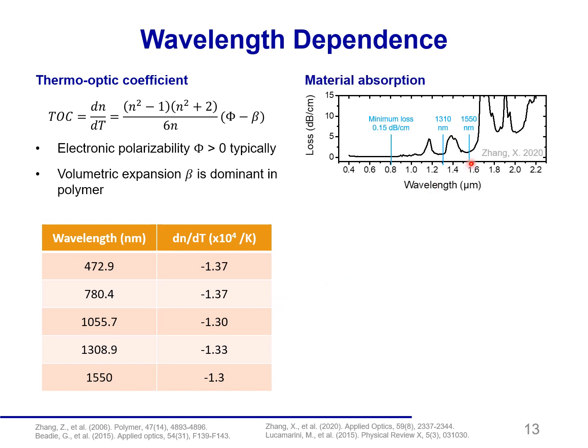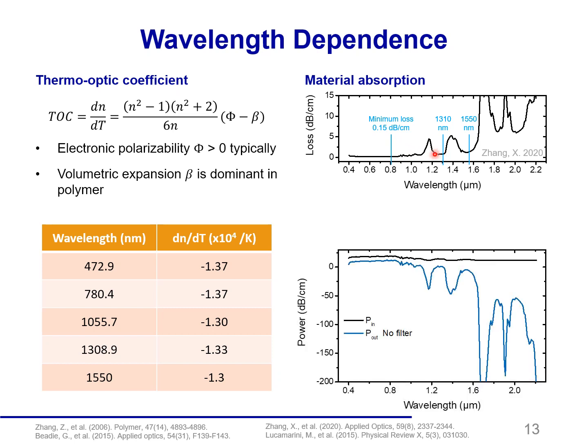And this is taken from a material handbook, and I marked a few interesting points: 1550 wavelengths, 1310 wavelengths, and also the point where the absorption loss is at the minimum, of around 0.15 dB per centimeter. And I can then calculate the output power bound as shown in this figure. So, there is definitely a problem here.